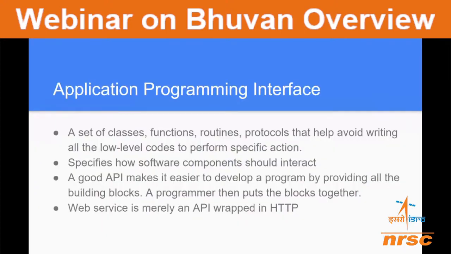We'll first see what an application programming interface is. API is nothing but application programming interface. That means it interfaces between two different applications. It's a set of classes, functions, routines, or protocols that help avoid writing all the low-level code to perform a specific action. You don't have to do all the background coding. You can directly access someone else's work so that you can easily access these applications or data sets that you need. It defines how software components should interact with each other, and it makes it easier to develop a program by providing all the building blocks. The programmer just has to put those things together.